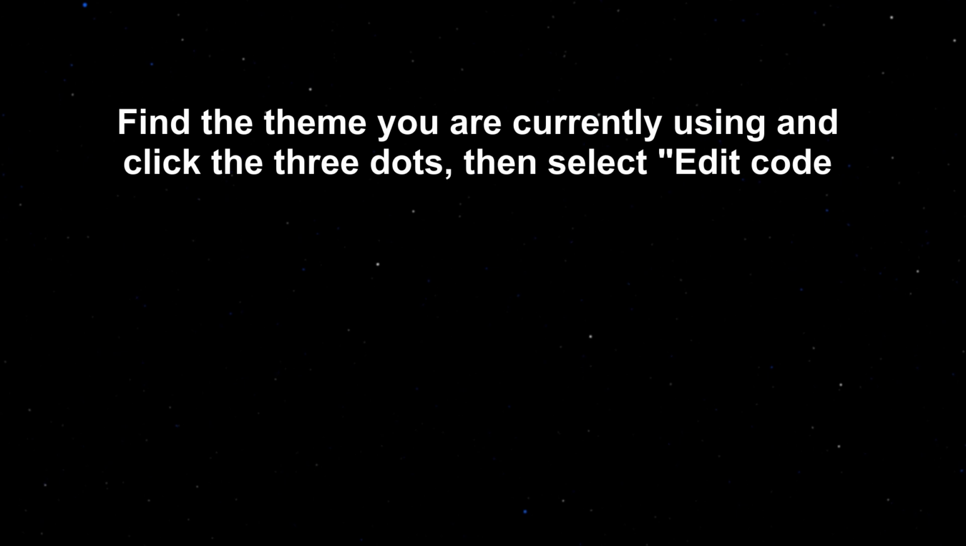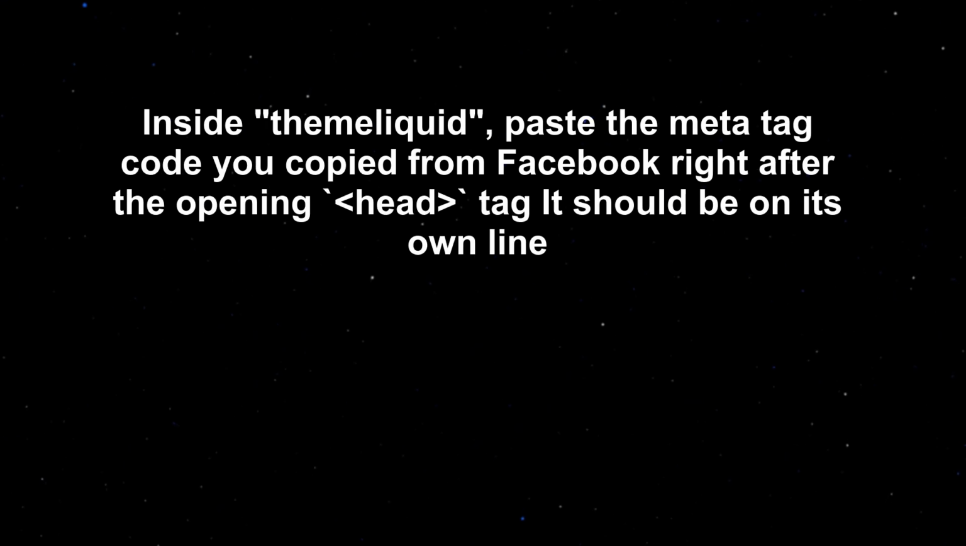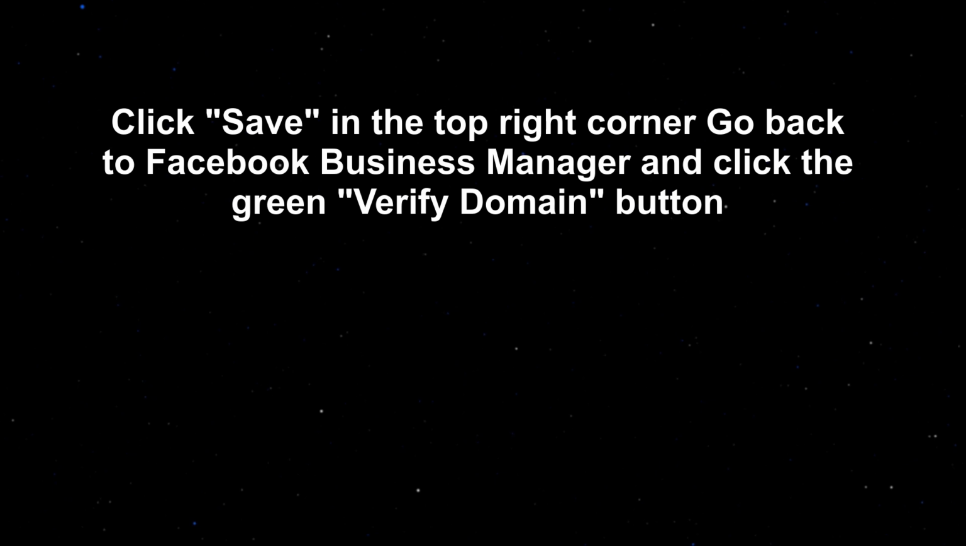Go back to your Shopify admin panel. Click on Online Store and then Themes. Find the theme you are currently using and click the three dots. Then select Edit Code. This opens the code editor in the left sidebar. Find the theme.liquid file. Inside the theme.liquid, paste the meta tag code you copied from Facebook, right after the opening head tag. It should be on its own line. Click Save in the top right corner.